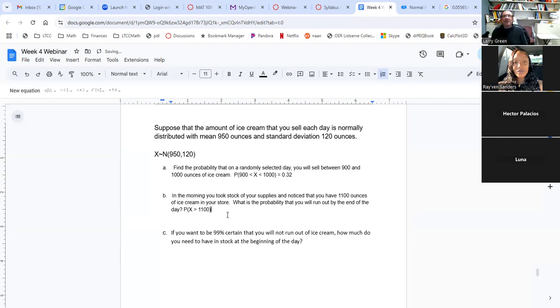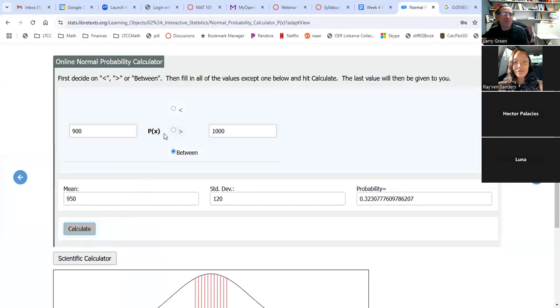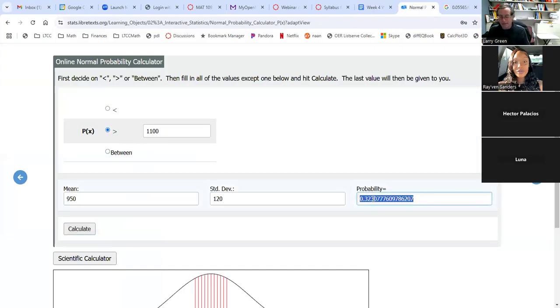Because if the total amount of people wanting more than 1,100 ounces, you run out. And then we just calculate it. So we want greater than 1,100. We don't know the probability, so leave it blank. And we calculate. And that's about an 11% chance. Rounded to the nearest 2 decimals, 0.11.